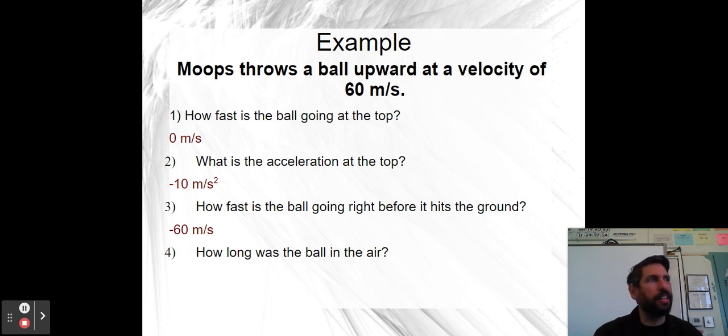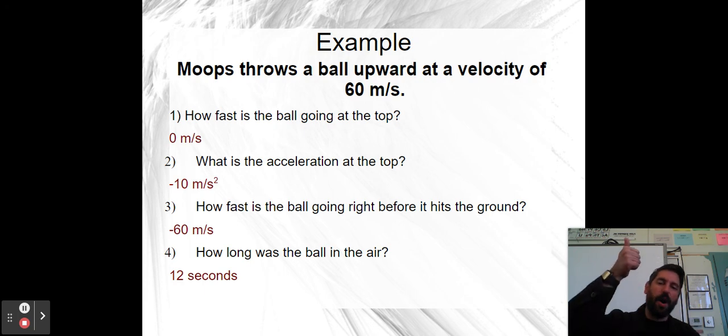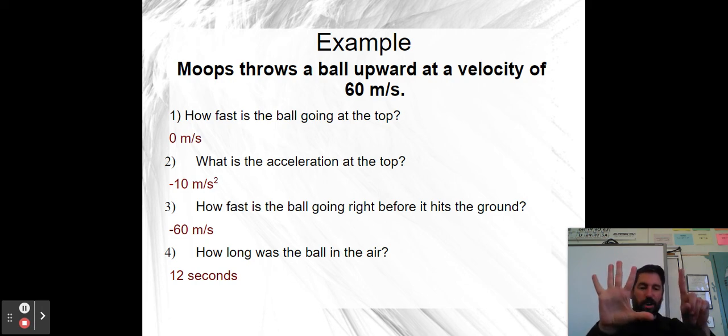How long is the ball in the air? I didn't talk about this directly, but how long would the ball be in the air? The ball's going to be in the air for 12 seconds. It's going to take 6 seconds to go up because it's starting at 60. It's going to go 50, 40, 30, 20, 10, 0. That's 6 seconds. And then it's going to come down 10, 20, 30, 40, 50, 60. So that's 12 seconds. Hopefully you got that.